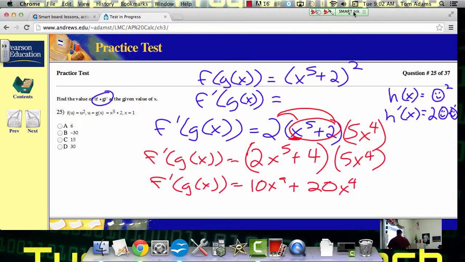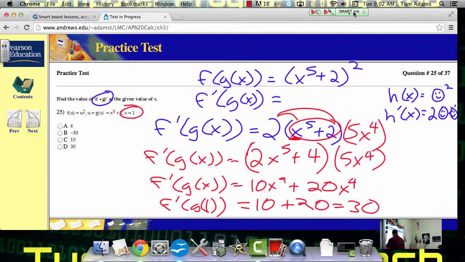Double check that though. I was bragging about how good I could do it in my head. That's what I got, so it must be right. Okay. So now the only thing I need to do is plug in x equals 1. When I do that, by the way, what's 1 raised to any power? 1. So what I end up with, f prime of g of 1, is 10 plus 20, which is 30. So let's see if that's right.